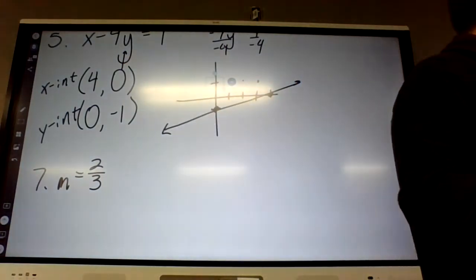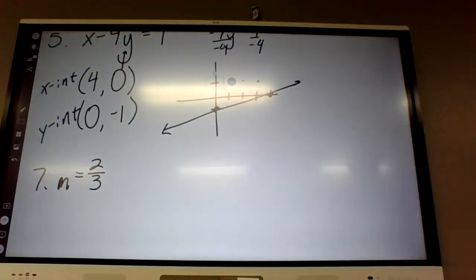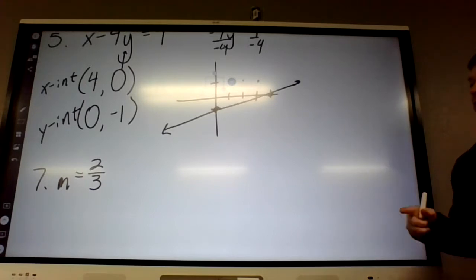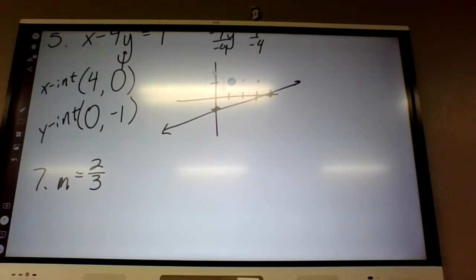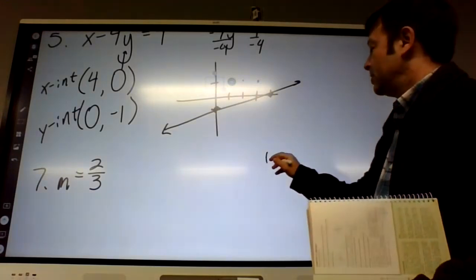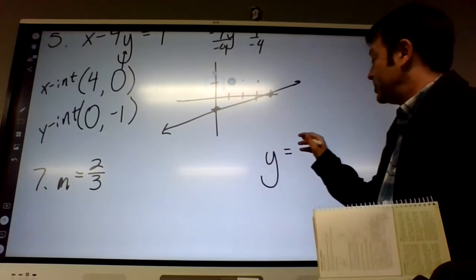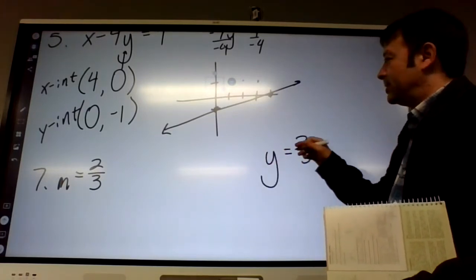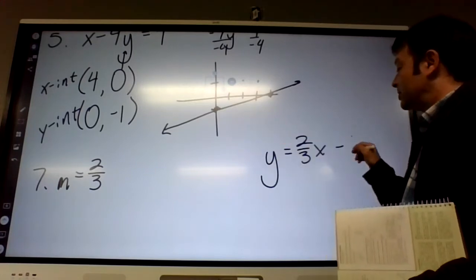They're not asking for the entire equation. I think they do that later on though, like 36. What's the entire equation? Remember how we wrote the entire equation? Y equals mx plus b. Y equals 2/3 x, and then the y-intercept was negative 1, so we just write that.